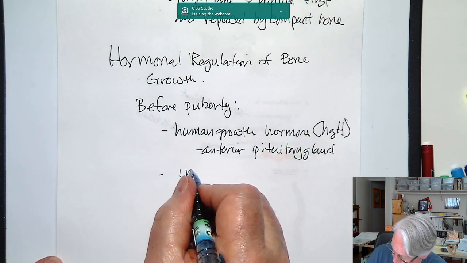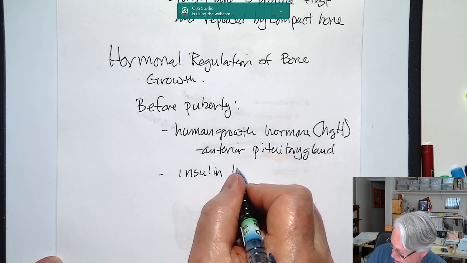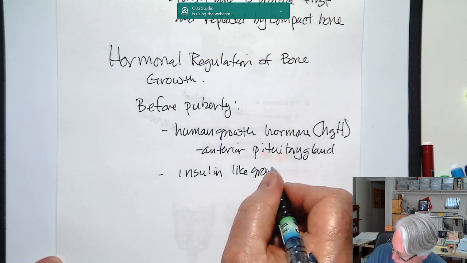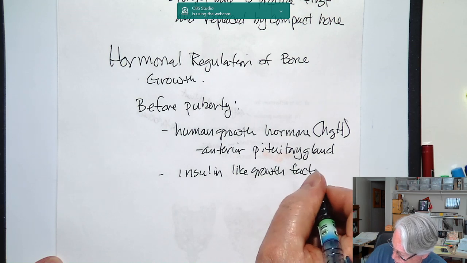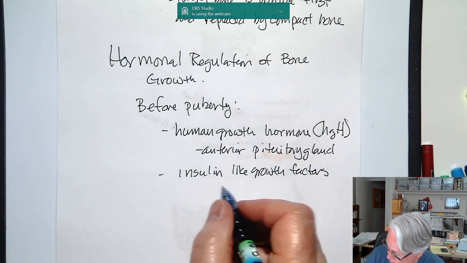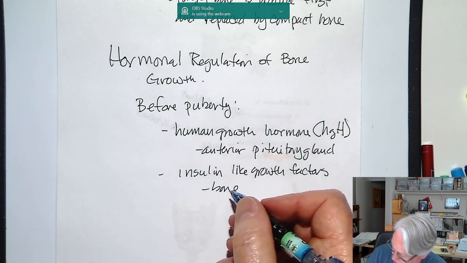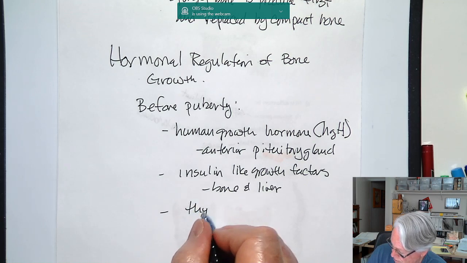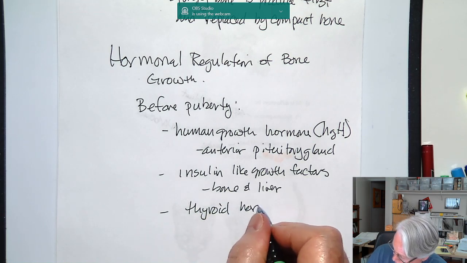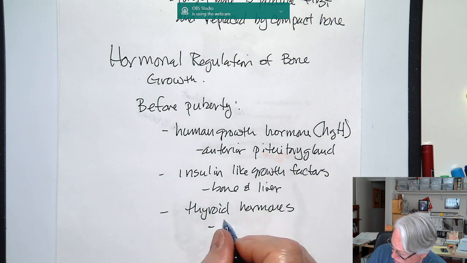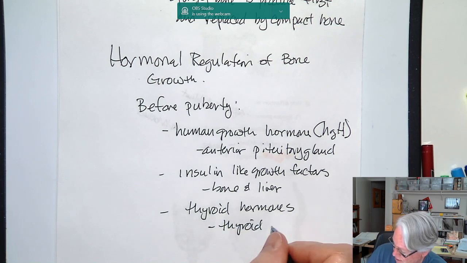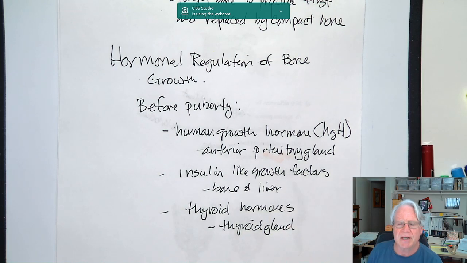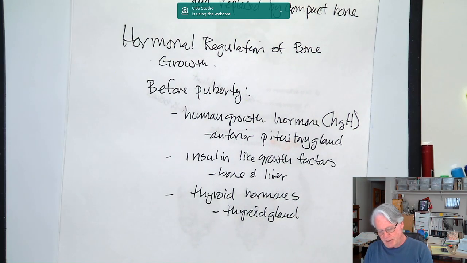And insulin-like growth factors, which is coming from bone and the liver, and thyroid hormones, which is coming from, obviously, the thyroid gland. So this is a rich mixture of hormones interacting to create growth in the young person, something before puberty.